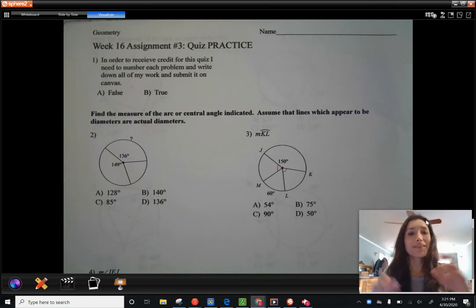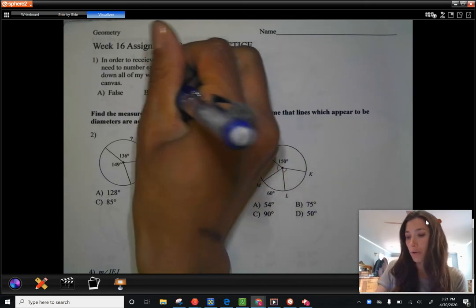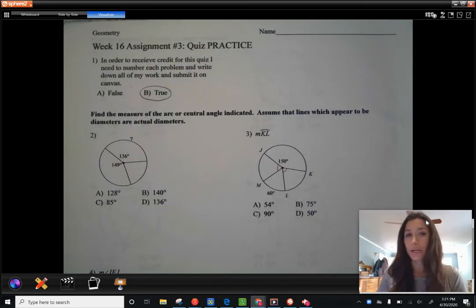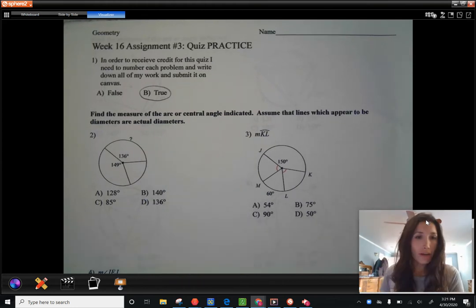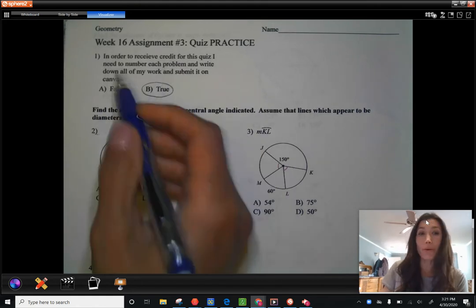So the first question is kind of a gimme, just a reminder. In order to receive credit for this quiz, I need to number each problem and write down all of my work and submit it on Canvas. This is true. You must do this in order to receive credit for this quiz. So on your own piece of paper, number 1.